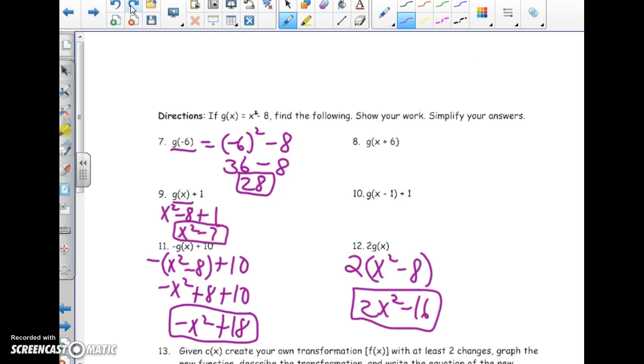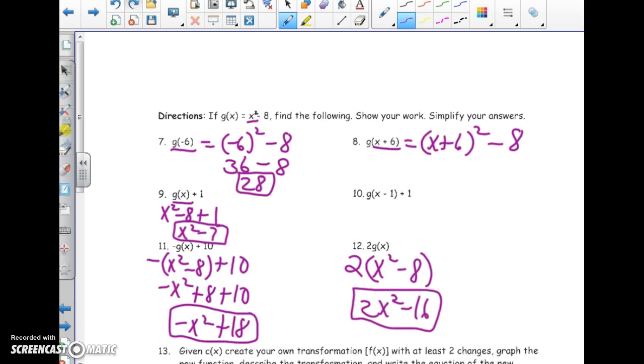Okay, now the top one is number 8 and number 10. So here comes number 8. You're going to take x plus 6 and put it in for x. So it will become x plus 6 squared, and then minus 8. Then we're going to stop.